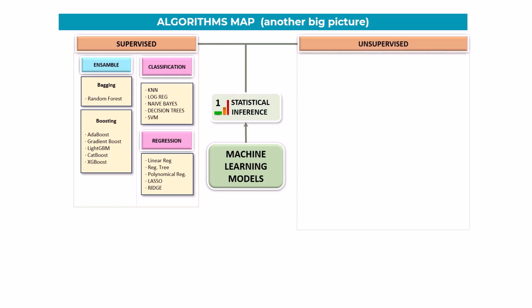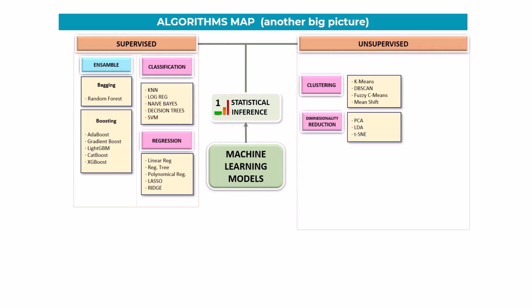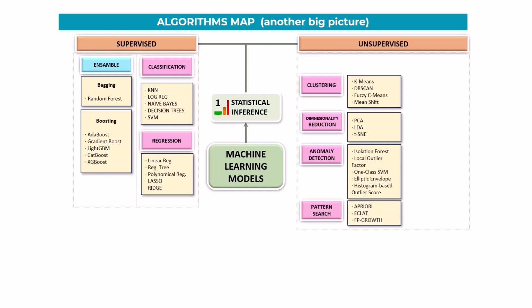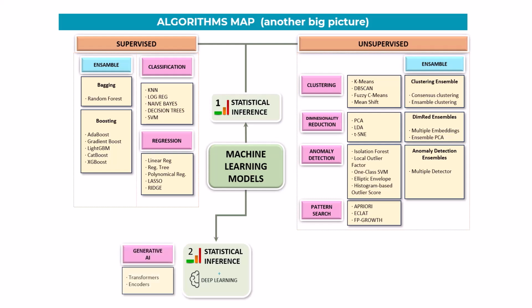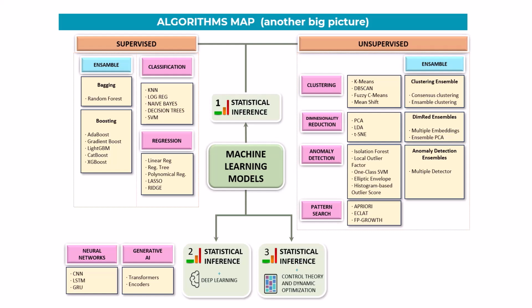In the unsupervised area, we've already seen clustering possibilities like k-means or DBSCAN, dimensionality reduction like PCA, anomaly detection like isolation forest, and pattern search. Just like in supervised learning, ensemble methods can also be applied here. On the other hand, moving into more complex algorithms, we can mention those combining statistical inference and deep learning, like generative artificial intelligence and neural networks. And in the third model type, those adding control theory and dynamic optimization to statistical inference, namely reinforcement learning.